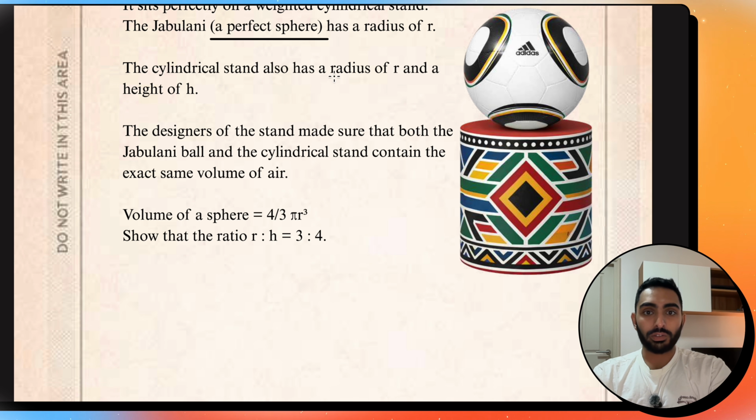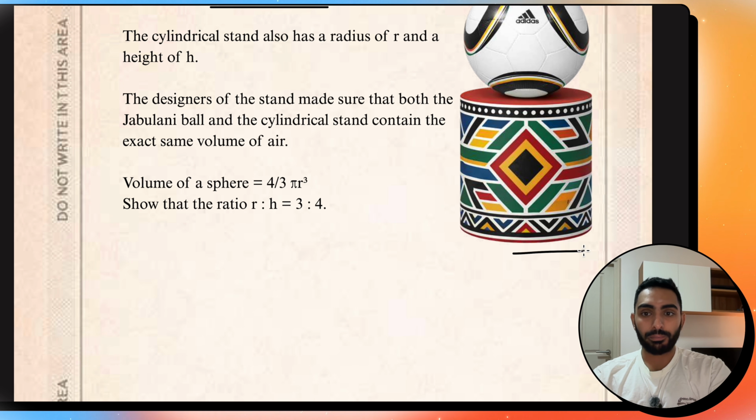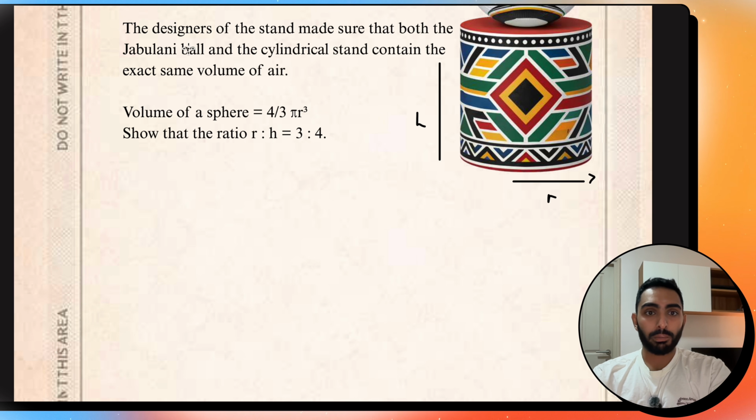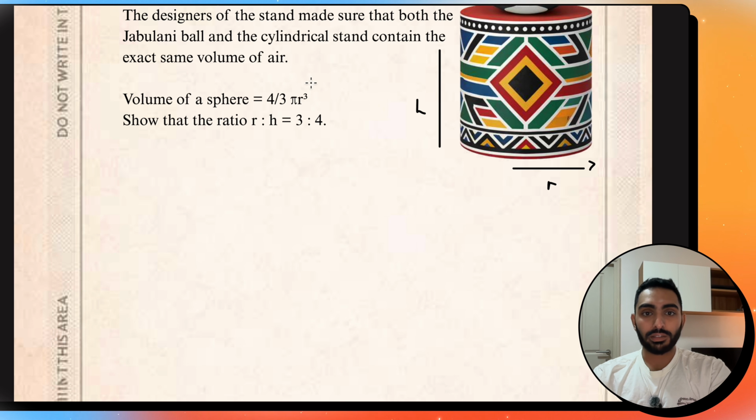The cylindrical stand also has a radius of R. We'll just put that there, and a height of H. The designers of the stand made sure that both the ball and the stand contain the exact same volume of air. The volume of a sphere is this formula, and show that the ratio of R to H is 3 to 4.